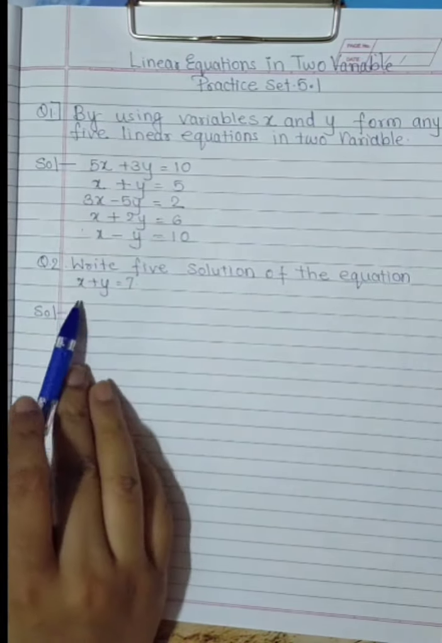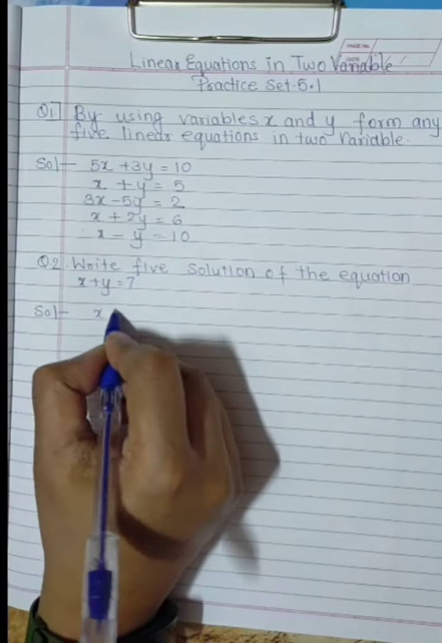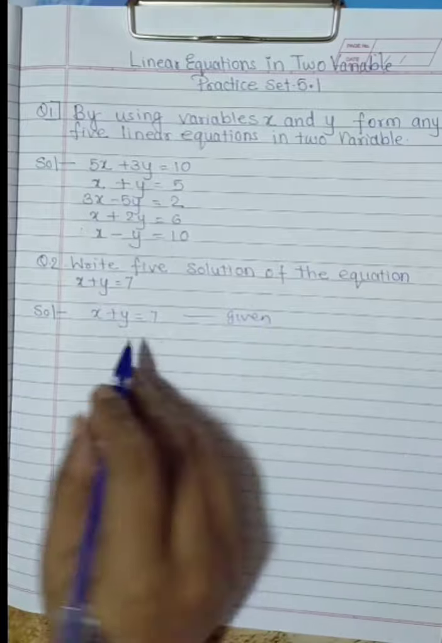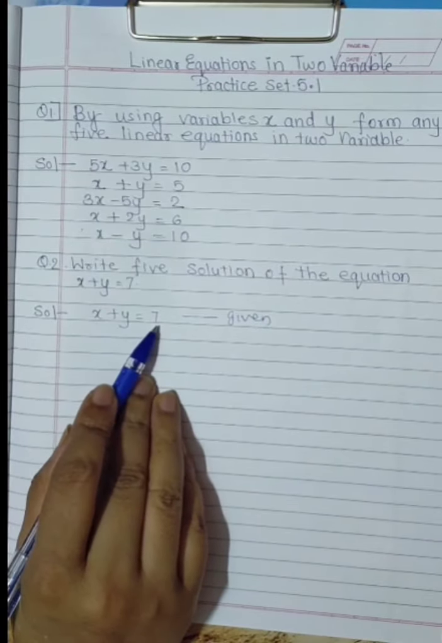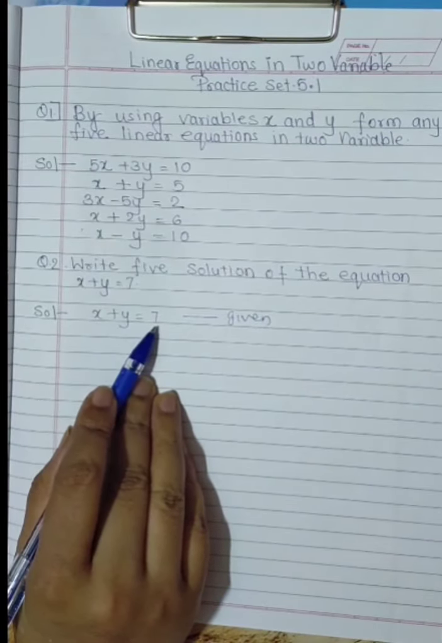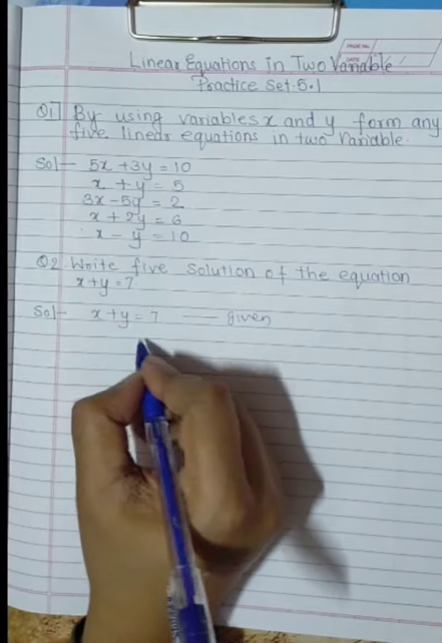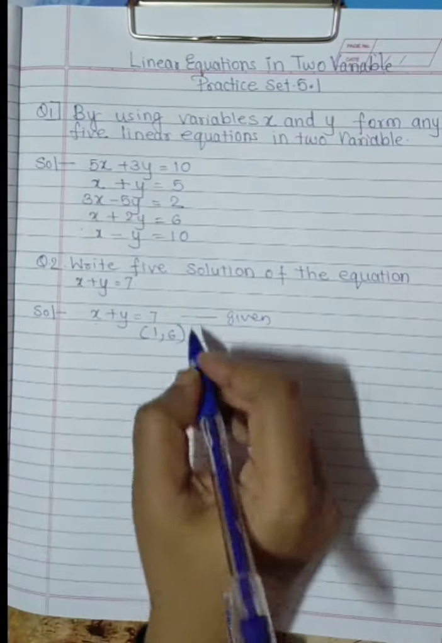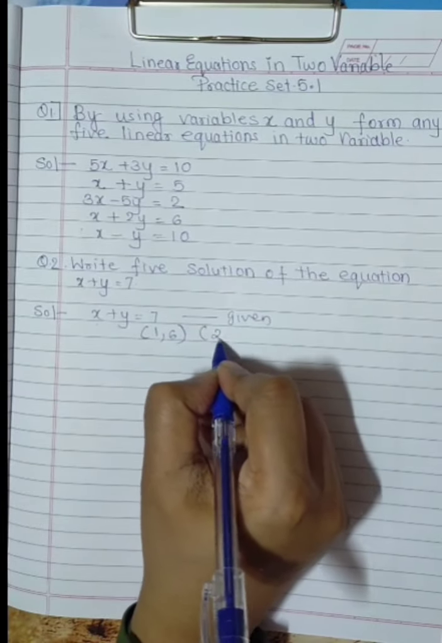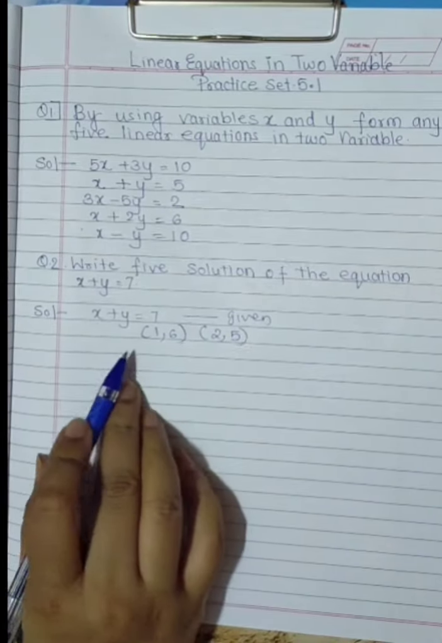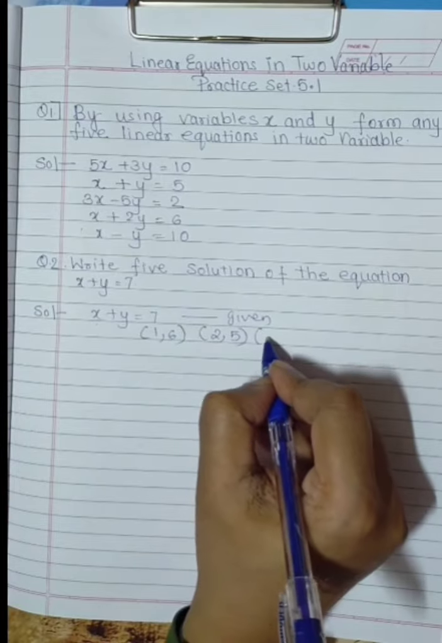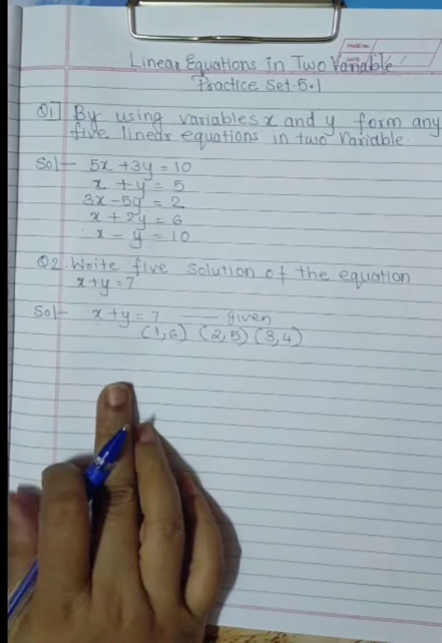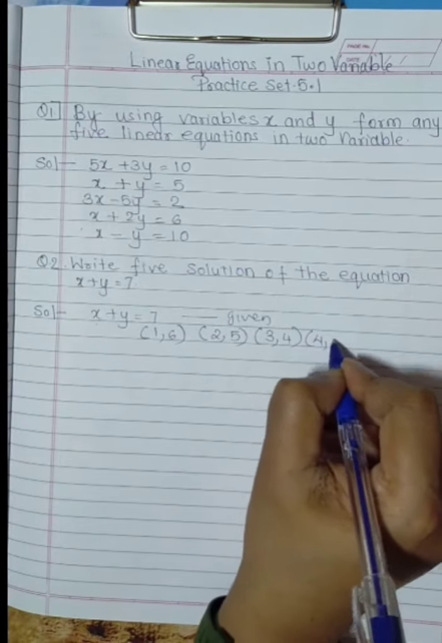See, here x plus y equal to 7 is given. As you can see, the sum should be 7. For example, we can take 1 plus 6, it will become 7. We can take 2 plus 5, that will also become 7. Then we can take 3 plus 4, that will also become 7. Then 4 plus 3.